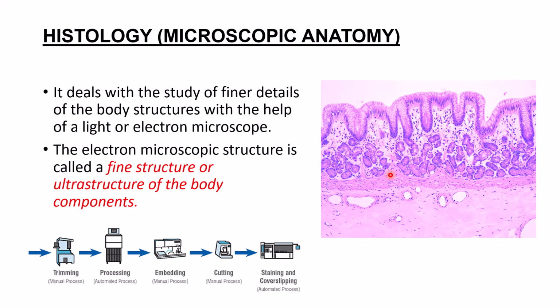Histology. Histology is also called microscopic anatomy. It deals with the study of the finer details of the body structures with the help of light or electron microscope. The electron microscopic structure is called the fine structure or the ultrastructure of the body components. We make the slides by a long process and then study that slide under the microscope.